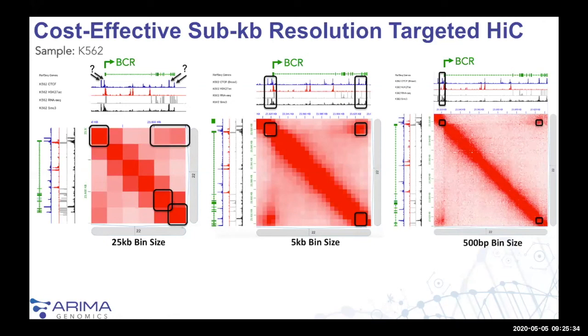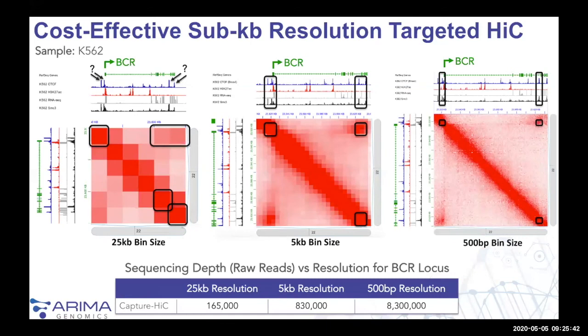It would take on the order of probably, I don't know, 8 or 10 billion reads of genome-wide Hi-C to get this resolution. But you can get this type of resolution from targeted Hi-C around your gene of interest for approximately 8 or 10 million reads per locus like this.